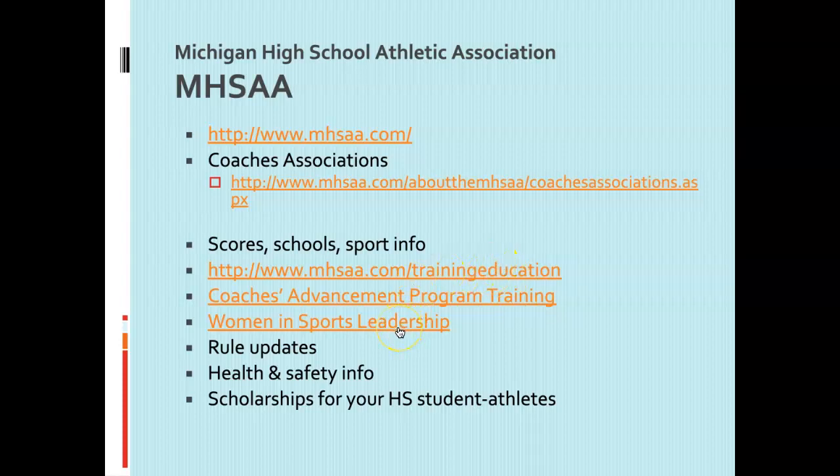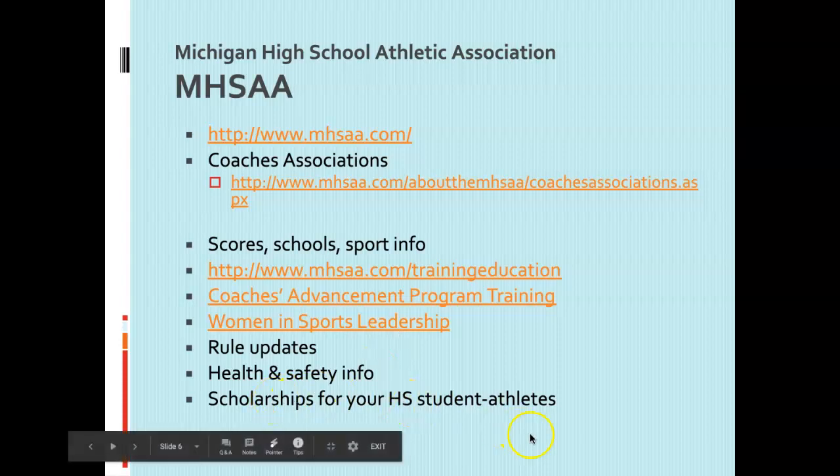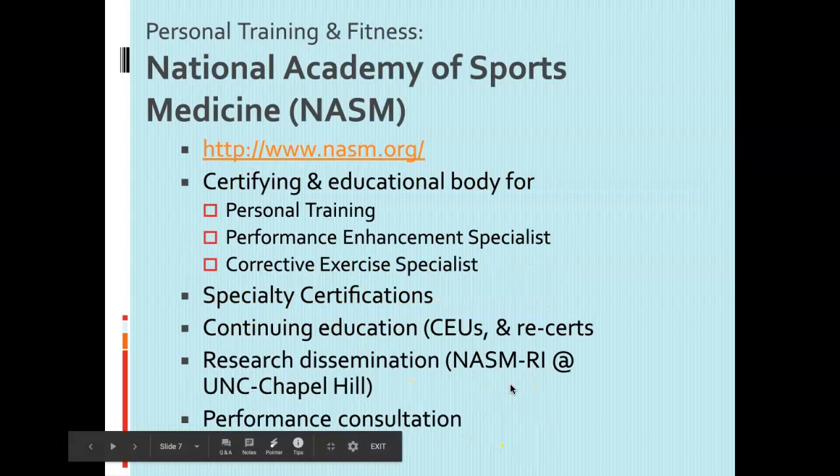And then for women who are coaches, they have a Women in Sports Leadership Foundation and organization and conference, which is really, really important because we still see some major disparities between the two genders in terms of representation in coaching and leadership roles by females, even though we know that approximately, give or take, our athlete population at the high school level is going to be split between our genders. And there also can be scholarships for your athletes who are in high school.